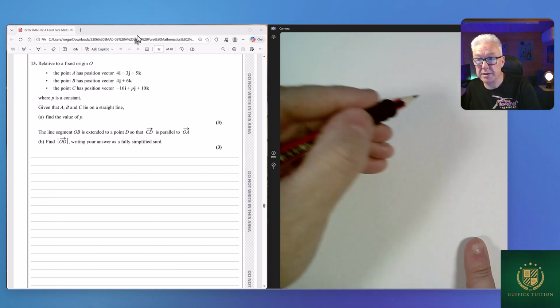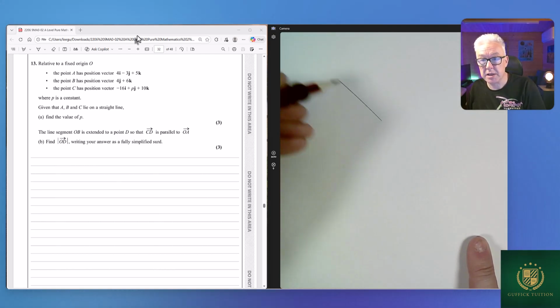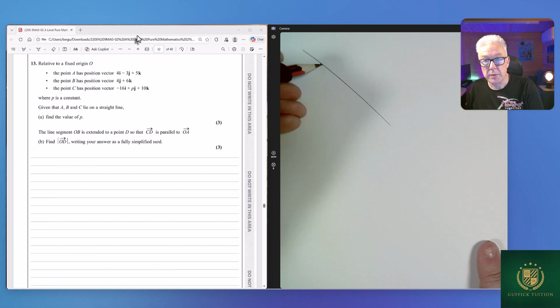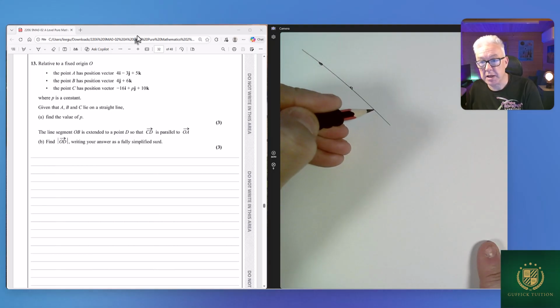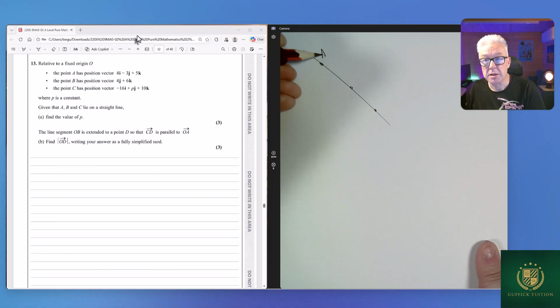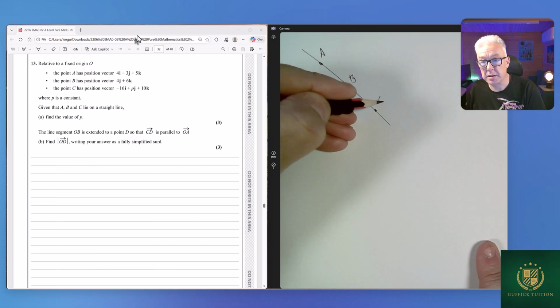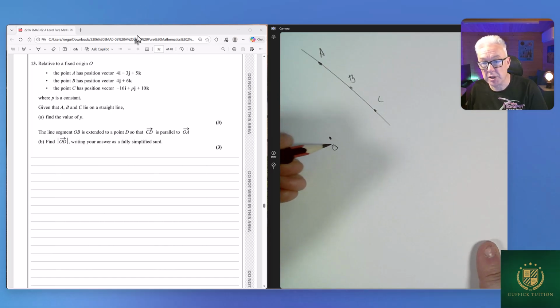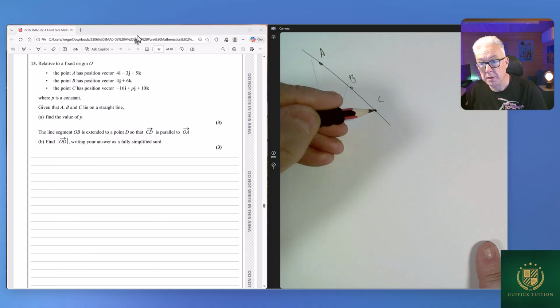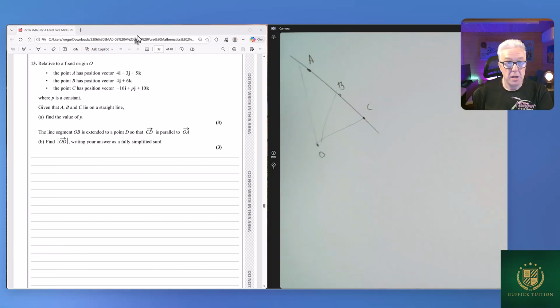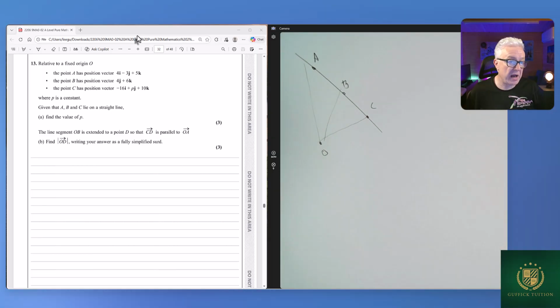Okay, first of all, let's get some kind of a sketch representing the situation. So we have 3 points, A, B, and C, which lie on a straight line. So there's our A, there's our B, there's our C, and here's our origin. So there's our 3 points on the line, like so. Now we've got to find the value of p.